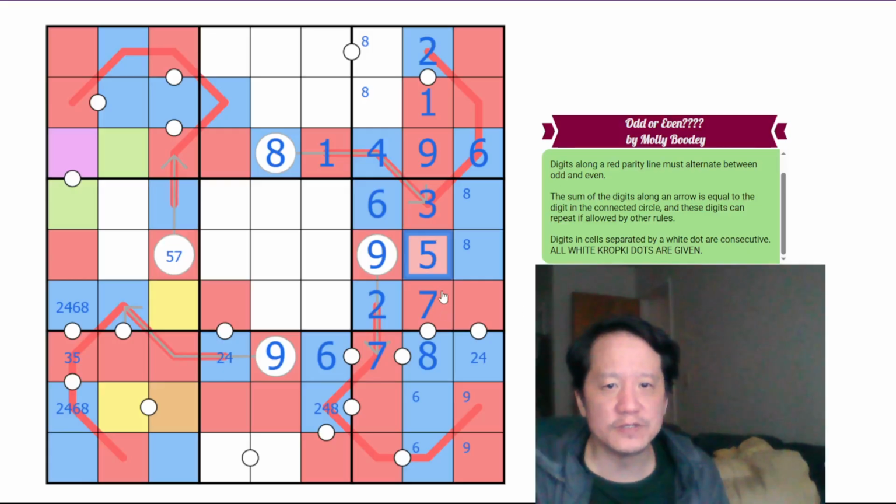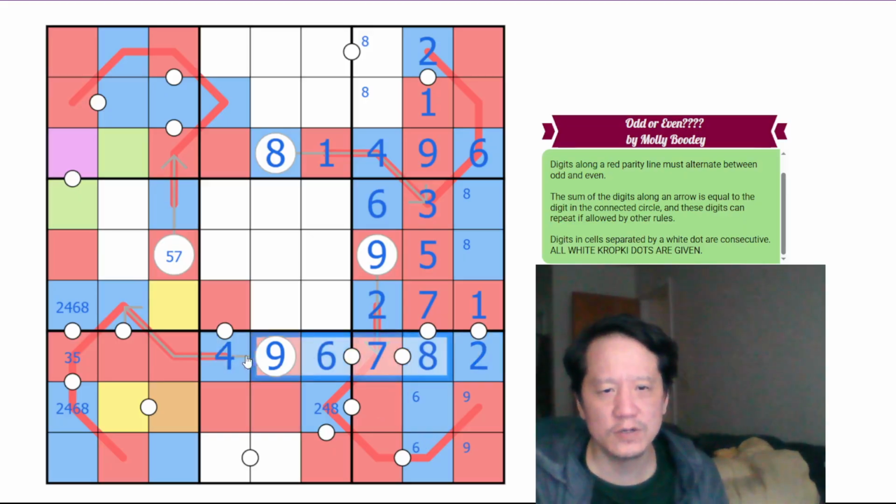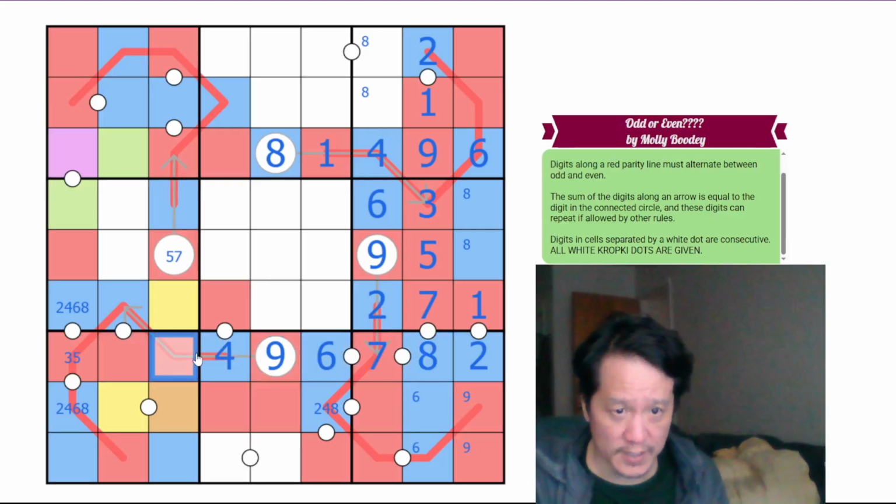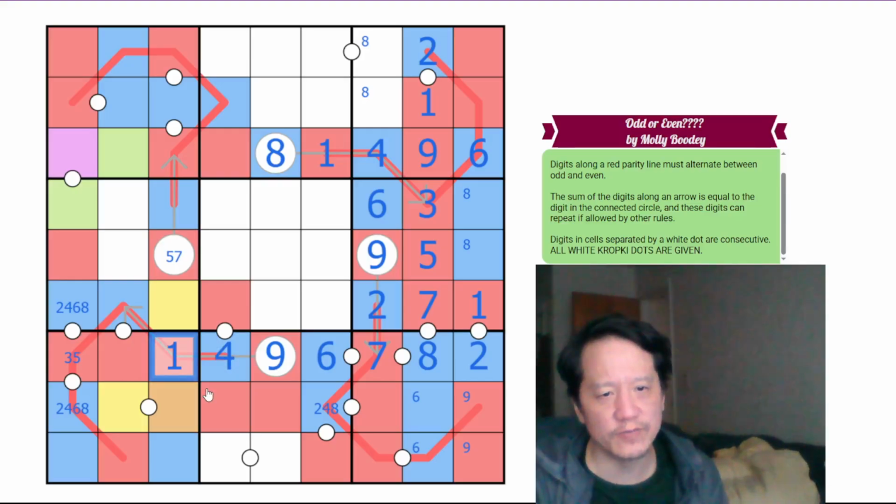That leaves this as 5 for the odd digit. This is 1, which is consecutive with 2, which forces this to be 4. That means this is 1, 3, and 5. This cannot be 3 or 5 to be consecutive with the 4, so it's 1, 4, and 4. No 2 or 4 here. So this must be 6 and 5 to be consecutive, which makes that 4. This is then 3. 4 eliminates 4 here.